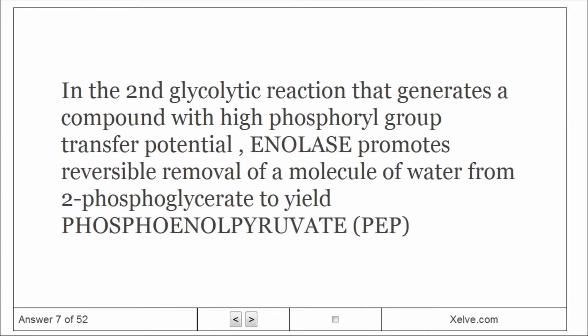In the second glycolytic reaction that generates a compound with high phosphoryl group transfer potential, enolase promotes reversible removal of a molecule of water from 2-phosphoglycerate to yield phosphoenolpyruvate (PEP).